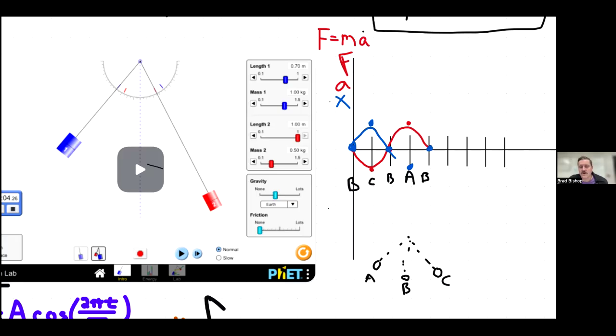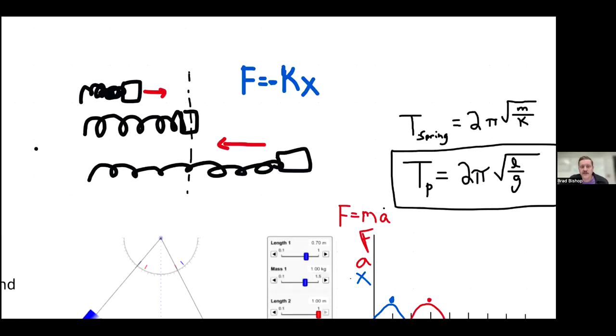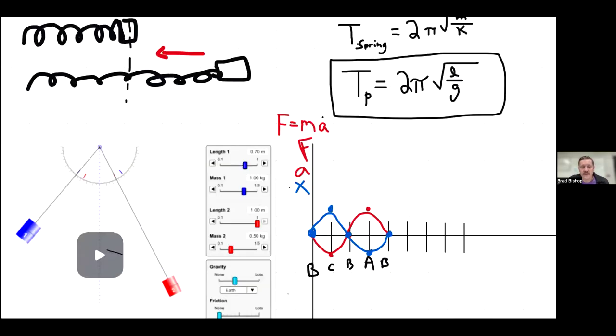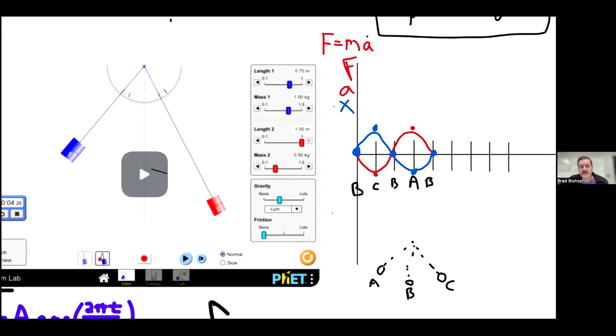It's a mirror of the force and acceleration graphs. Remember, one of our restorative force equations was F equals negative kx. So what does the negative mean? Well, that means when our force is positive, our position is negative. When our position is positive, our force is negative. They're opposites of each other, right? That's what makes it a restorative force. So F and x are opposite signs of each other.